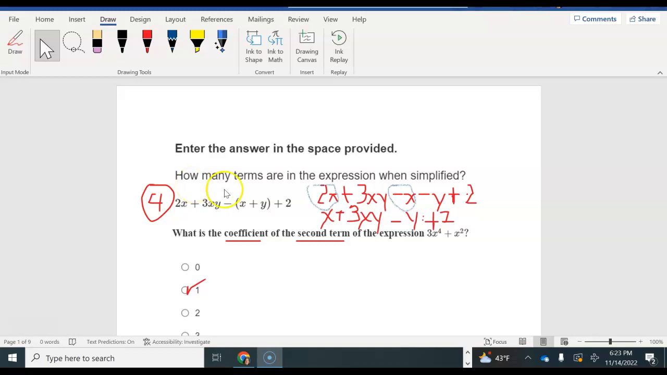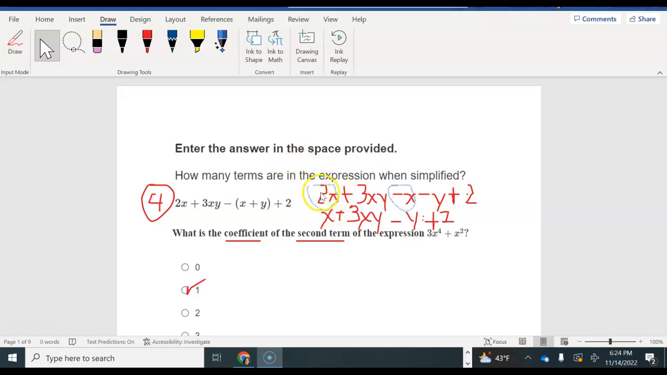So the first one is how many terms are in the expression when simplified? So you have to take this expression and simplify it. So you have to distribute the negative first and then combine like terms. So I bring over the 2x, the plus 3xy, then I have negative x and negative y. So I've got negative x, negative y, and then bring over the plus 2.